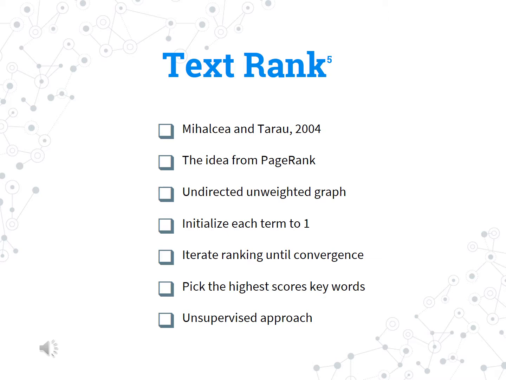TextRank algorithm. It was published in 2004. The idea comes from the PageRank algorithm. It is a directed and weighted graph. It initializes each term to 1, and iterates the ranking until convergence. It picks the highly scored keywords. It is an unsupervised approach.